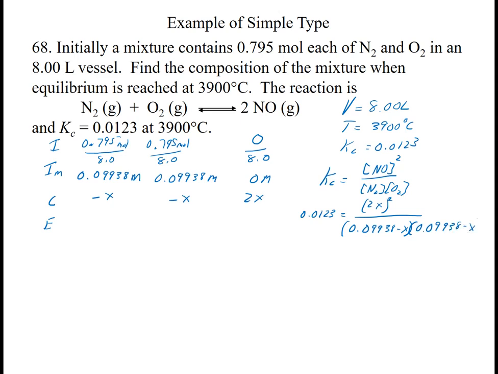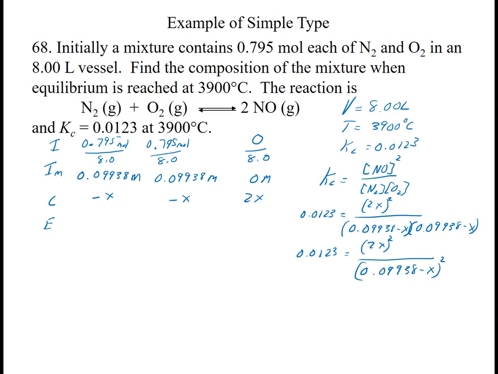Because my starting amounts were exactly the same, this times that is basically the same thing as saying it's squared. So 0.0123 is equal to 2x squared over 0.09938 minus x squared. So I can do what they call the simple form because both my numerator and my denominator are squared.